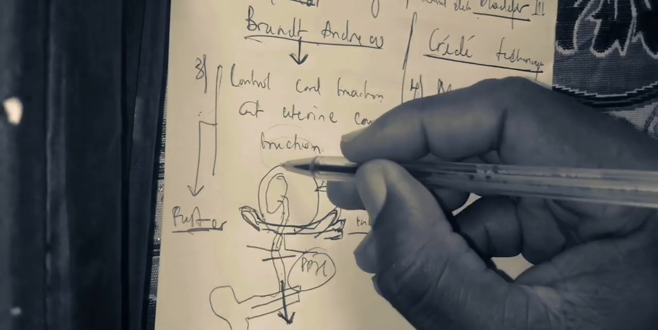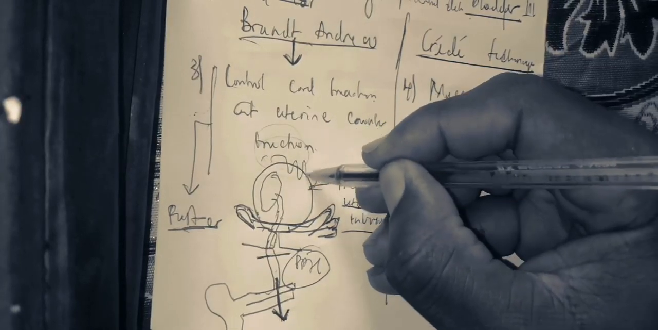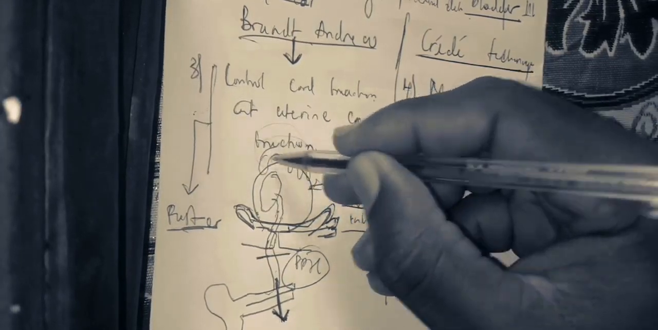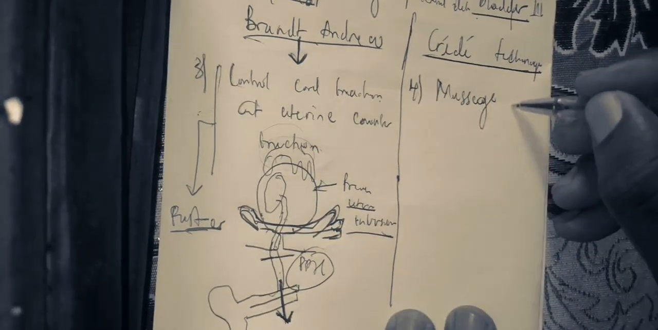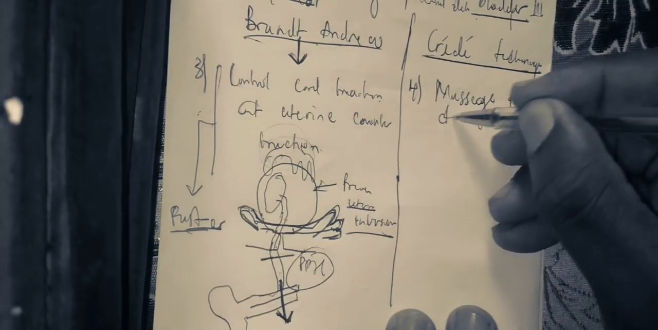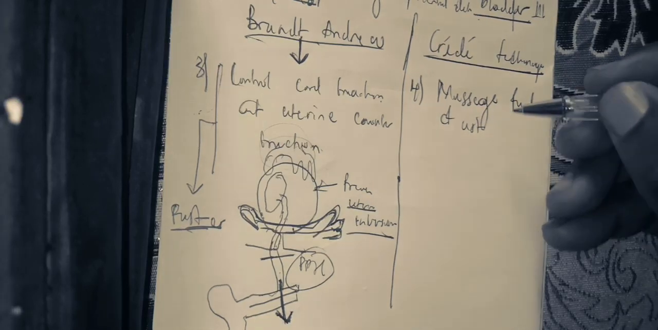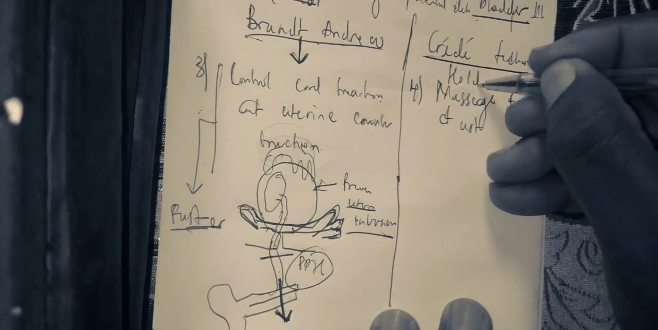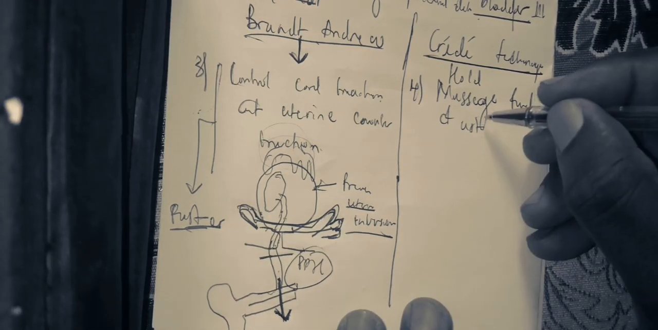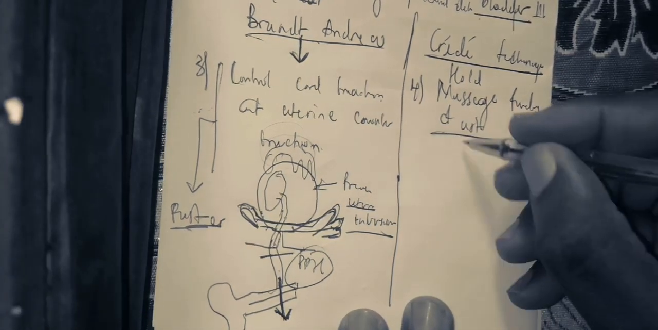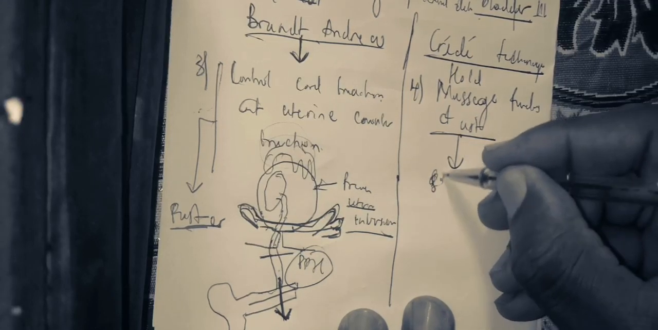So you place your fingers instead up here. Is it clear? And your thumb here. You massage at the top of the uterus. Is it clear? You massage the fundus of the uterus. You completely hold the fundus of the uterus in your hand. Is it clear? And you massage the fundus of the uterus. The drawback of this is that it's very slow.